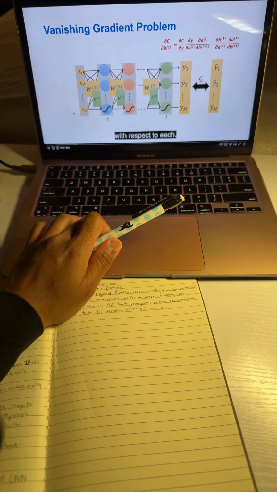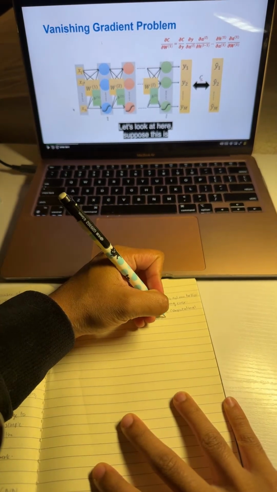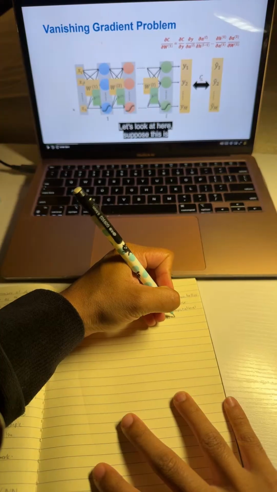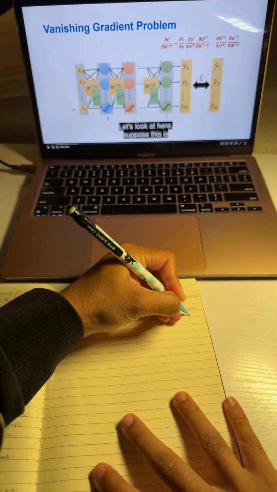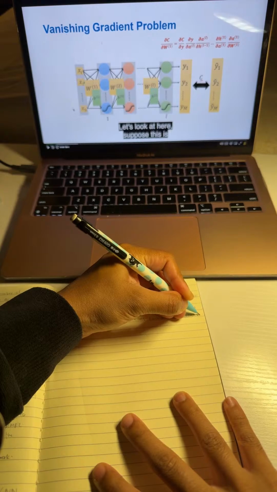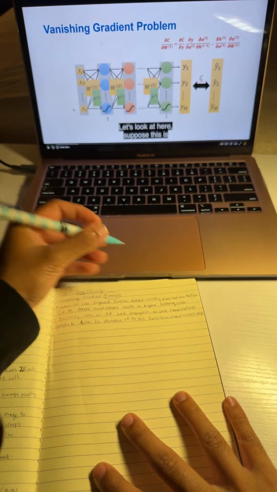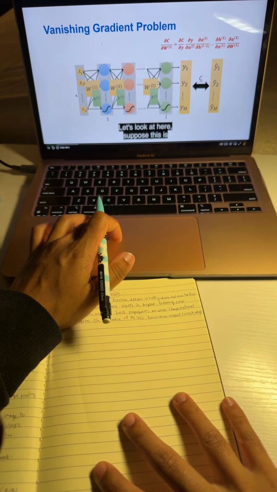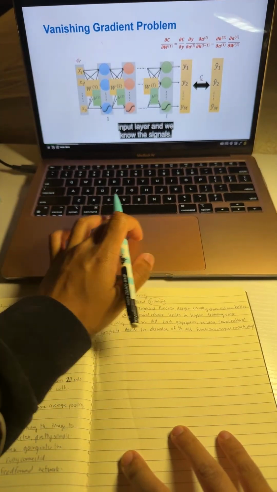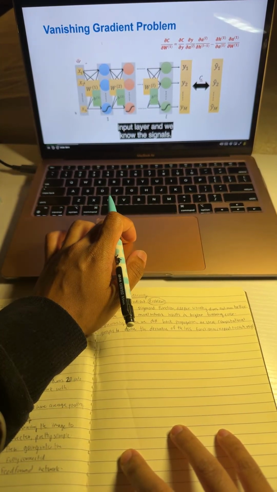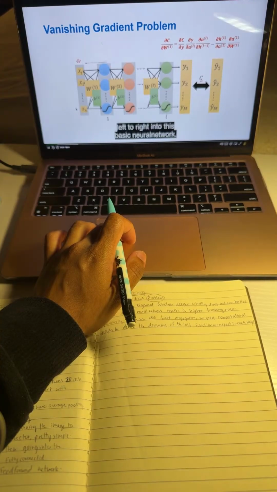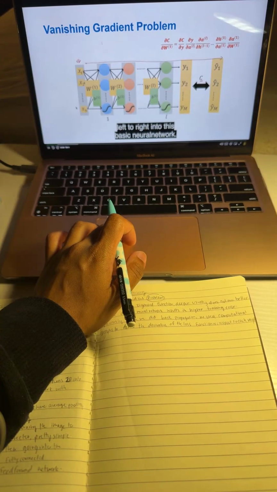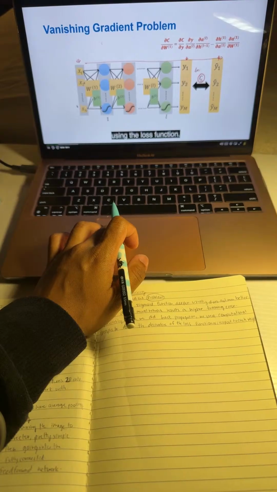The loss function with respect to each weight. So let's look at here. Suppose you have this is the input layer, and we know the signals. We can process it from left to right in this basic neural network. Once we get an output, the prediction, we will compare with the true answer using the loss function.